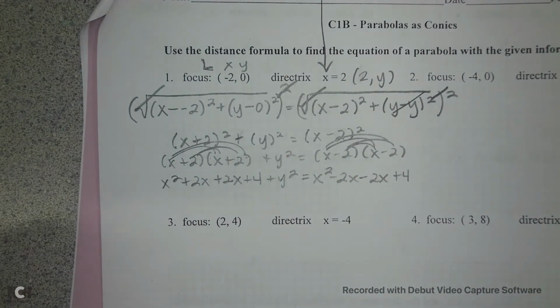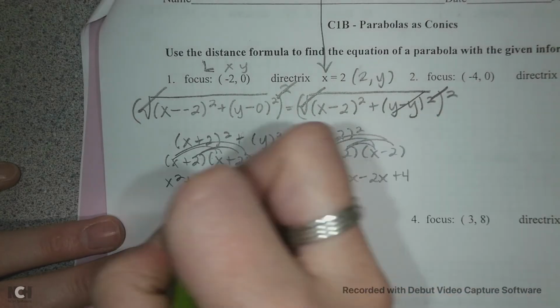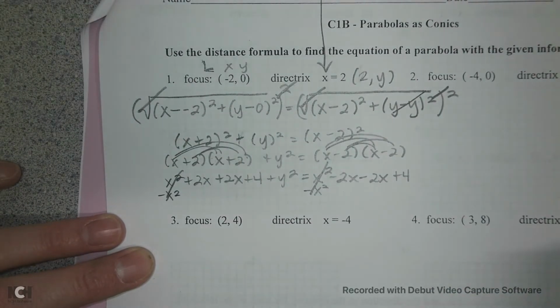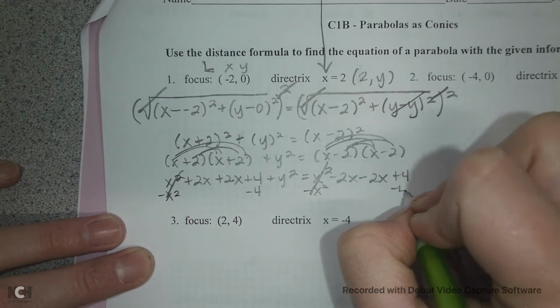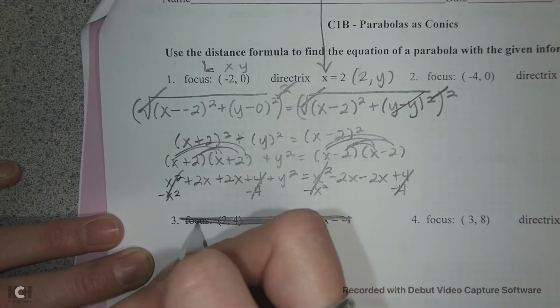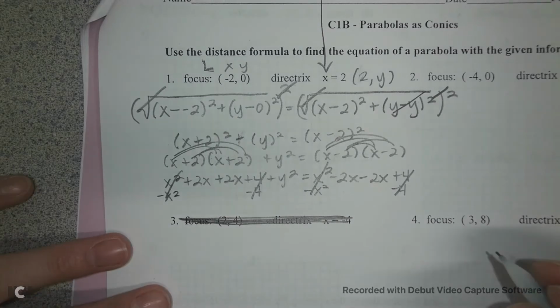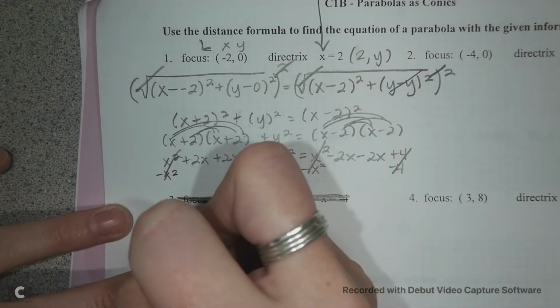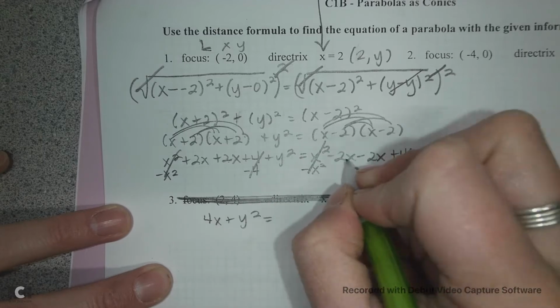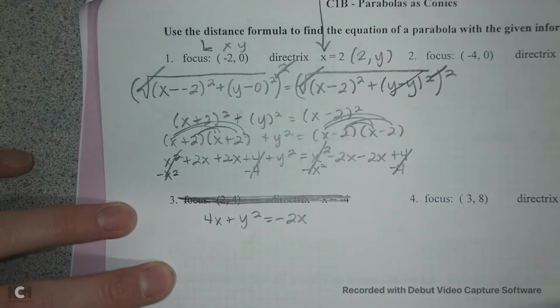And then we simplify. I can take off an x squared on each side and make those guys go away. And I can also take a 4 off on each side and make those guys go away. Sorry, I'm going to write underneath this problem. Okay, so we have 2x and 2x, that's 4x, and y squared is equal to -2x.